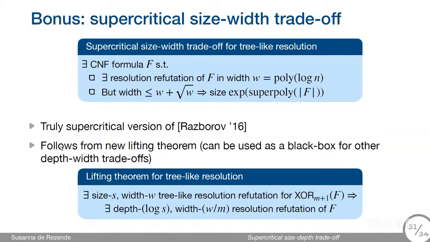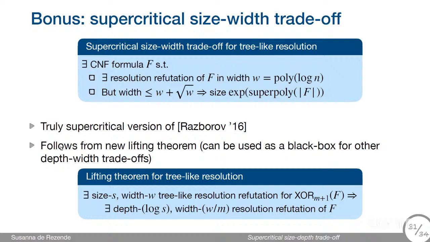And the way we obtained this was, again, from the base result, which was the width depth trade-off. We showed this lifting theorem. So it's a black box lifting theorem. So you can apply it also if you get a different depth width trade-off. You can apply the same lifting theorem, and you'll get that result for different parameters. If you get a better depth width trade-off, for example, it's a black box lifting. Okay, so those are the results.